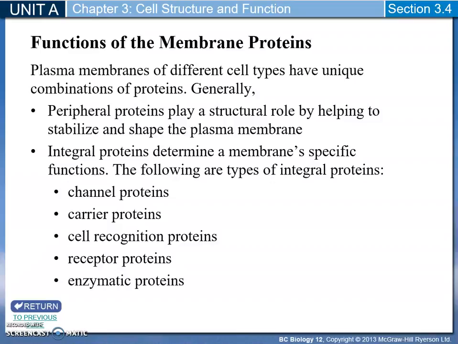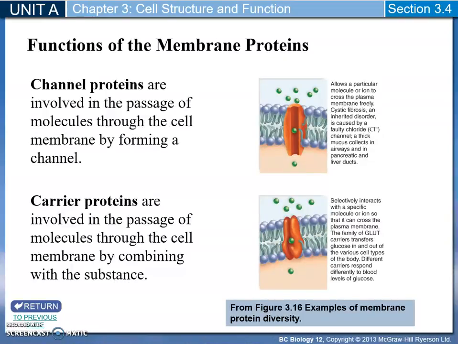So these would be examples of those. You could have channel proteins, carrier proteins, cell recognition proteins, receptor proteins, and also enzymatic proteins. So the channel proteins are involved in the passage of molecules through the cell membrane by forming a channel. Carrier proteins are involved in the passage of molecules through the cell membrane by combining with the substance.